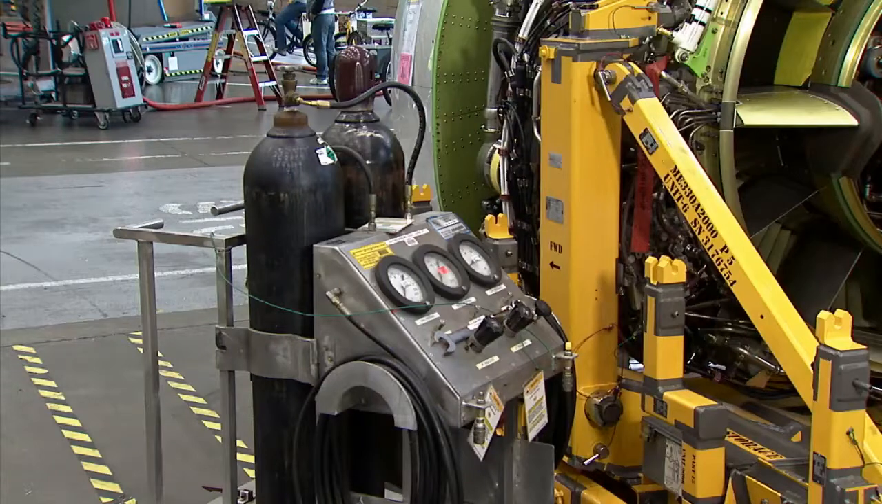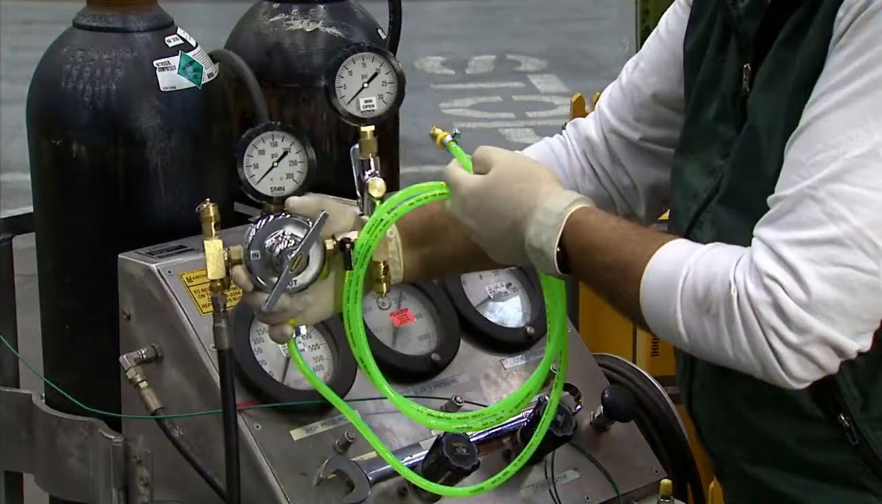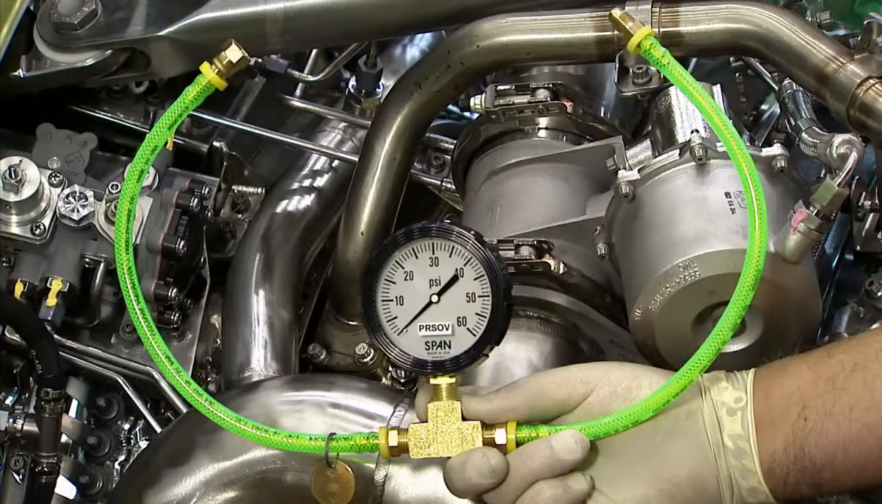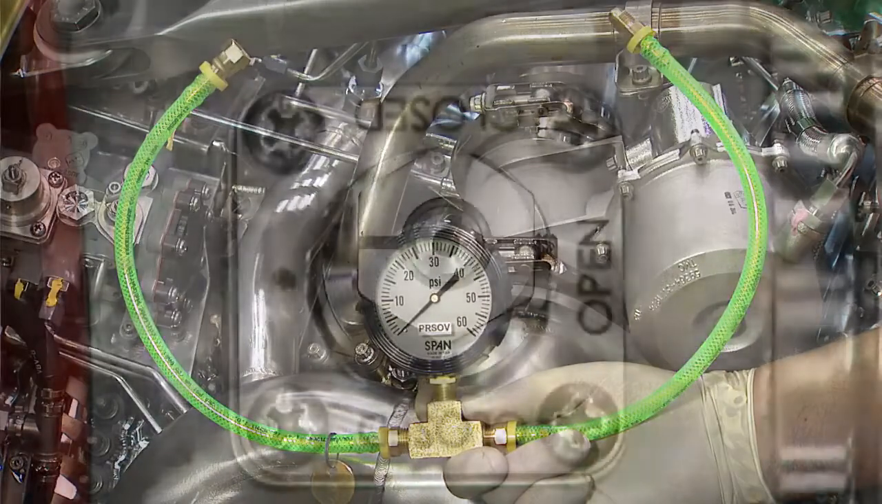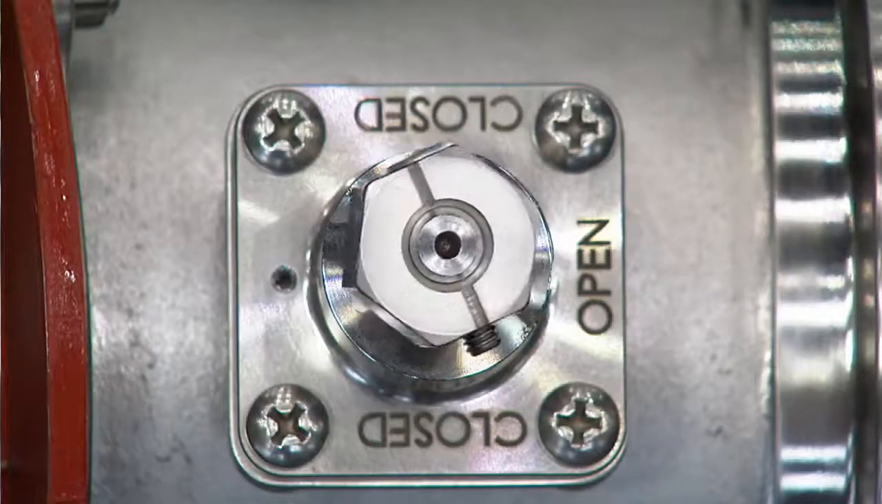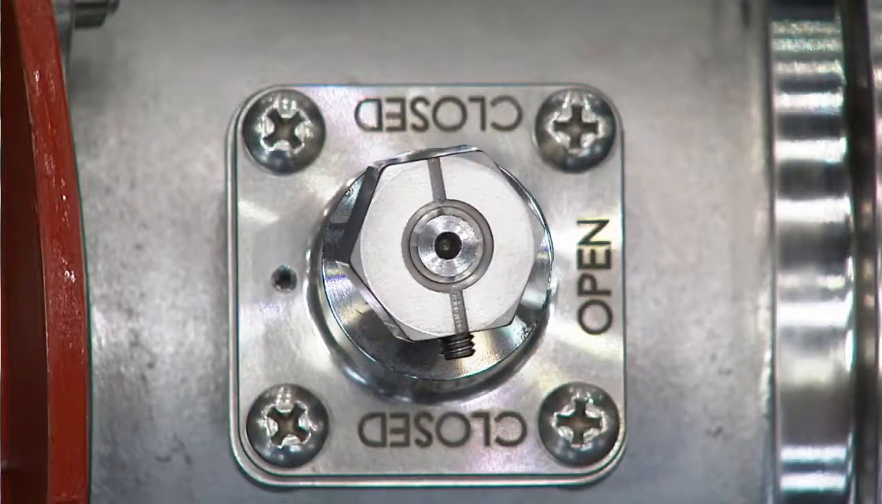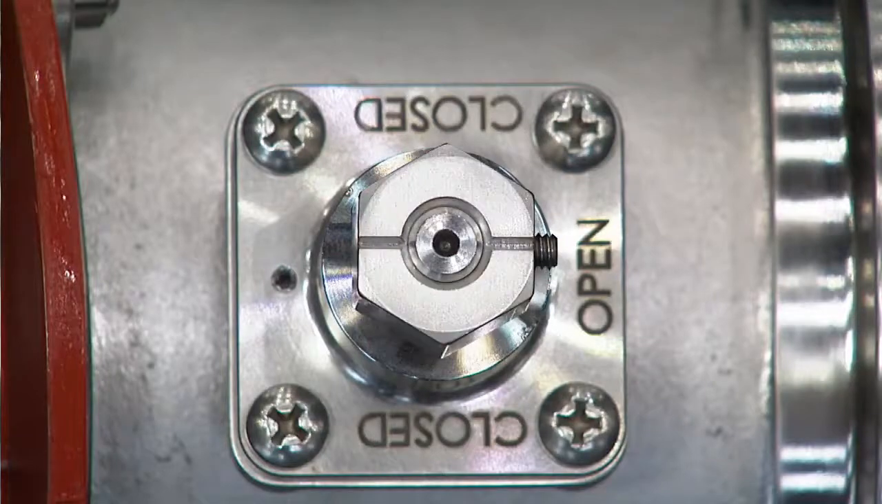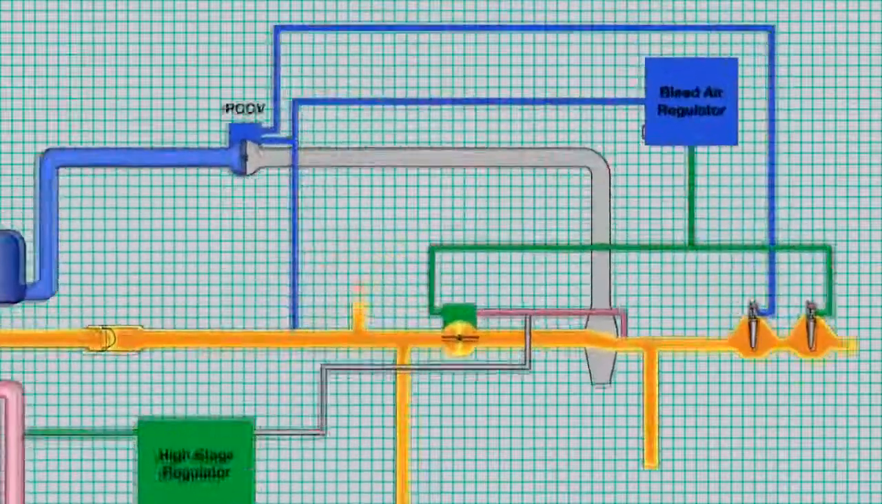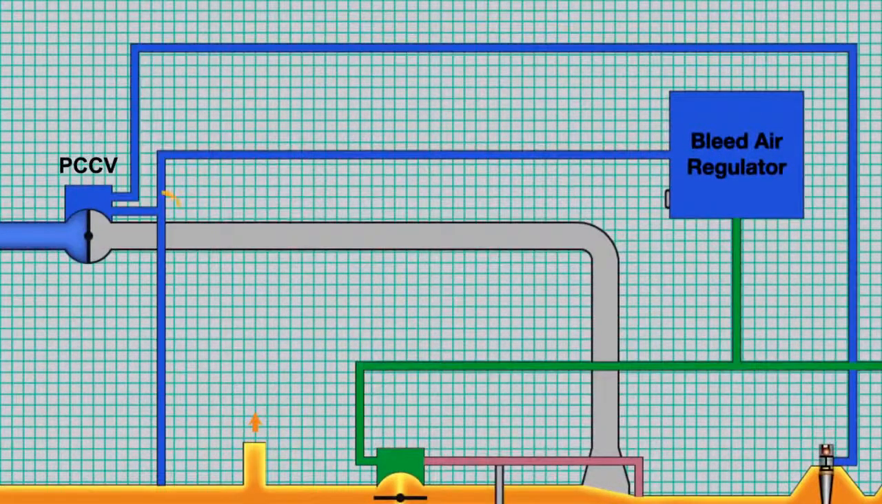You use the nitrogen and the test supply assembly, consisting of hoses, pressure gauges, and regulators, to simulate engine supply pressure in the system, and the control pressure gauges, hoses, and fittings to monitor the control pressure. Note that in some cases you may also need to monitor the movement of the valves. For our first example, note that the bleed air regulator, or bar, and the PCCV share the same supply pressure.